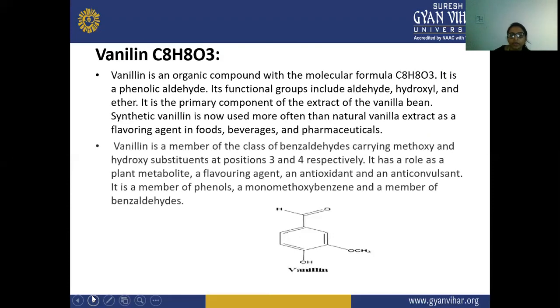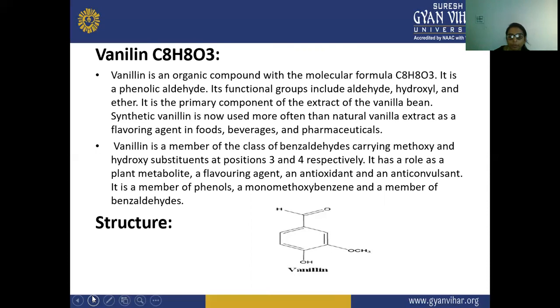Next is vanillin. Vanillin is an organic compound with the molecular formula C8H8O3, and it is a phenolic aldehyde. Its functional groups include aldehyde, hydroxy, and ether, and it is the primary component of the extract of vanilla beans. Synthetic vanillin is used more often than natural vanilla extract as a flavoring agent in food, beverages, and pharmaceuticals.